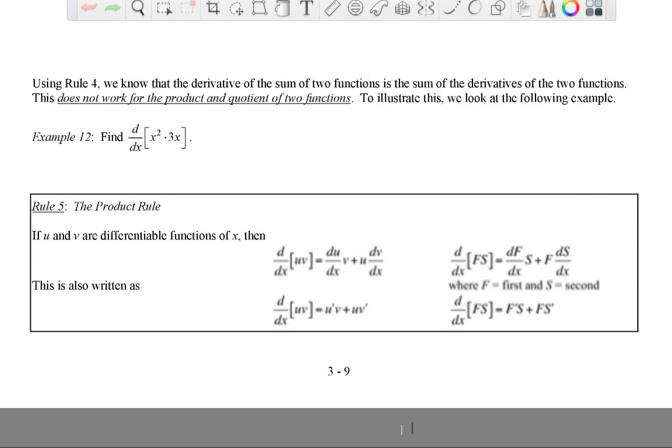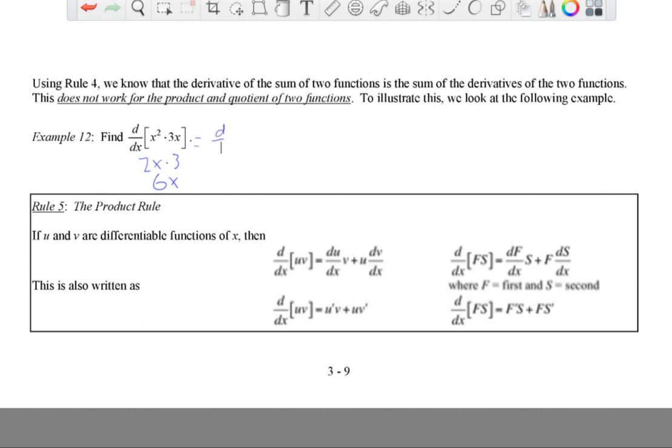Alright, in the last video we had the example of a product of two binomials and we had to multiply it out. So this time, what would happen if we just try to take the derivative of each piece? The derivative of x squared would be 2x. The derivative of 3x would be 3, so that would give us 6x. Now we know we can multiply this stuff out.